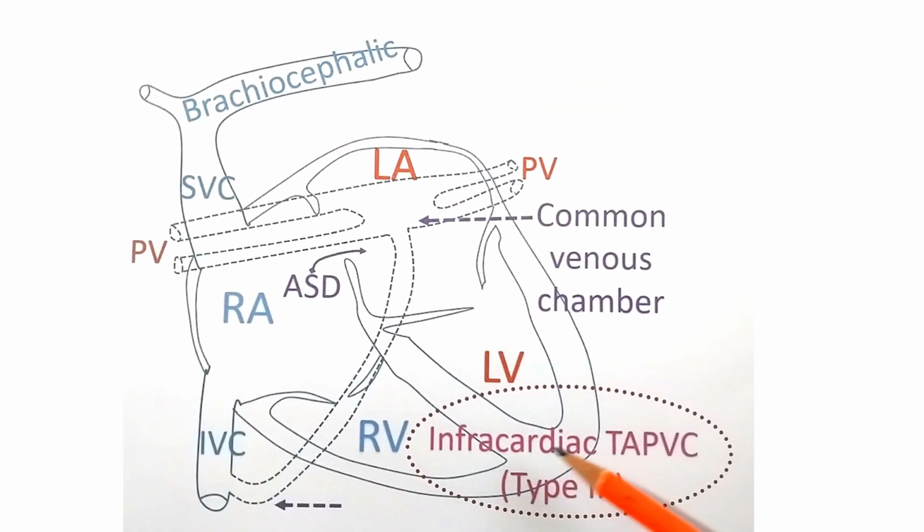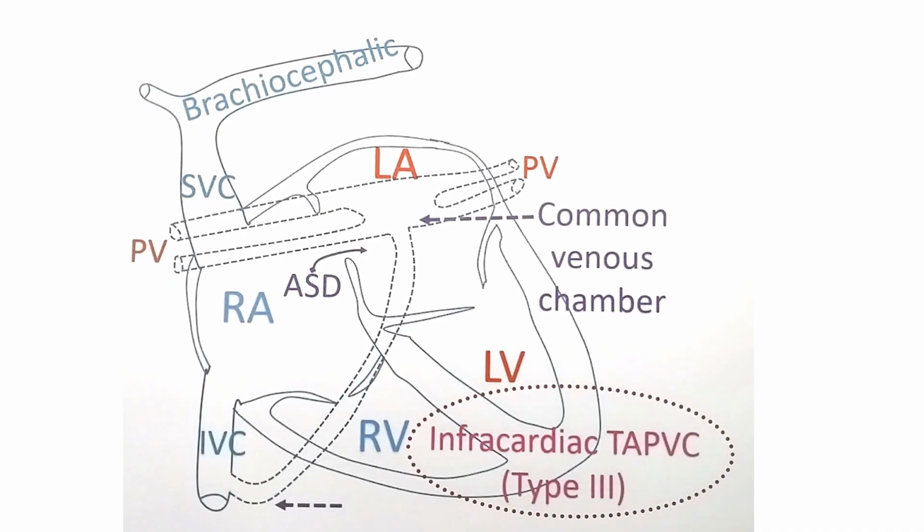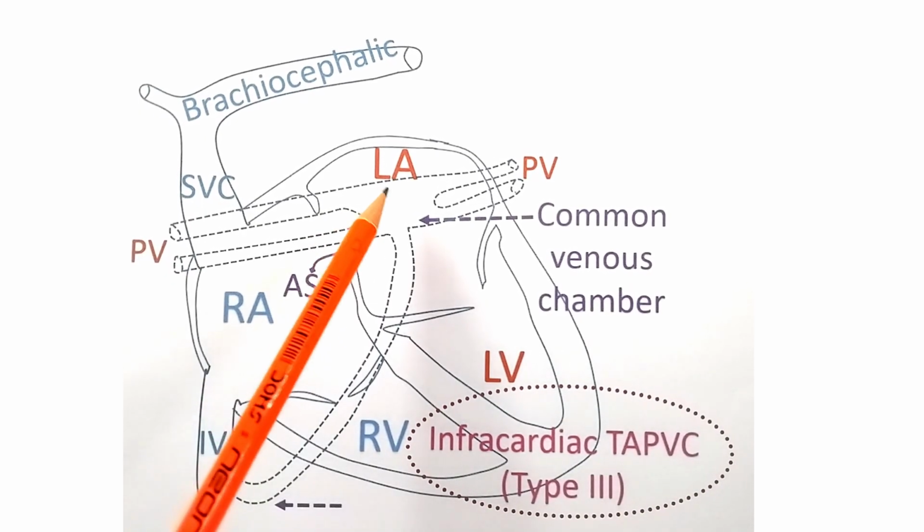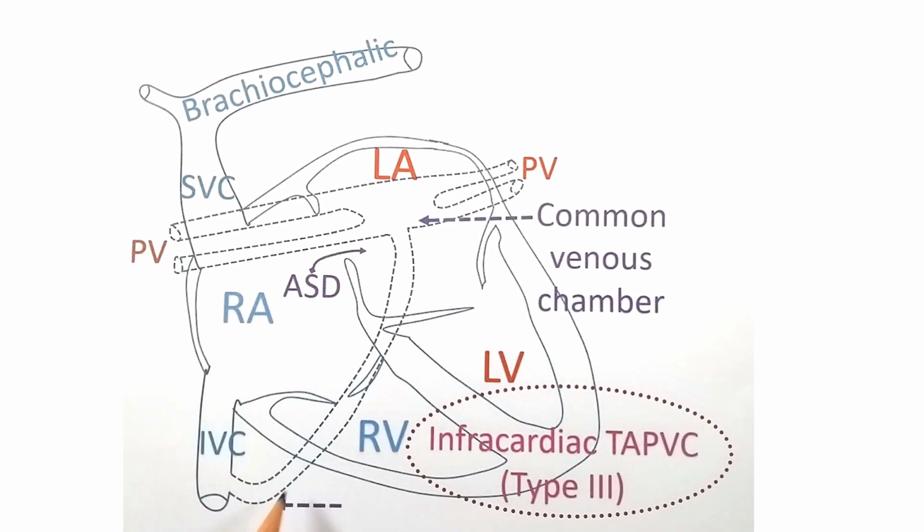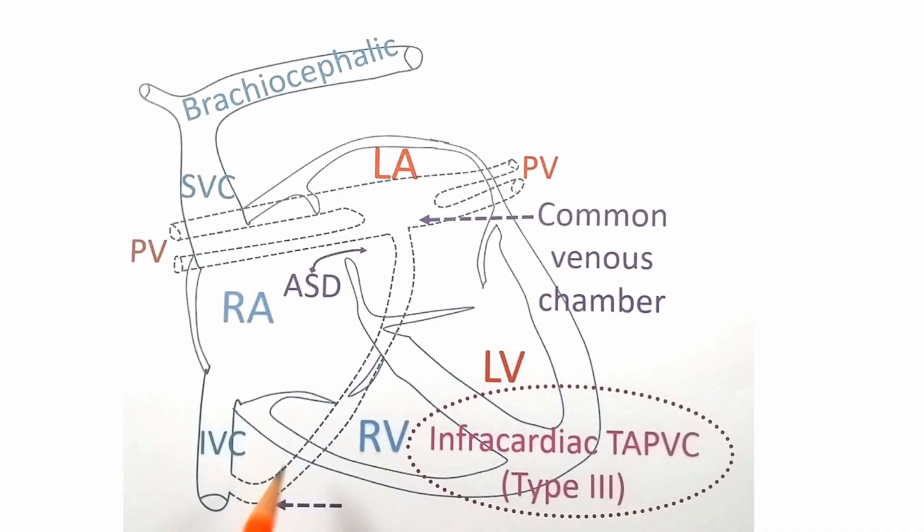Next is the infracardiac TAPVC, type 3. Here the common venous chamber drains downwards below the diaphragm. It is an infradiaphragmatic connection to the branches of the portal vein and then into the inferior vena cava. As it goes through the portal system, this is intrinsically obstructive, unlike the other two varieties. So this is probably the most dangerous in the newborn period.